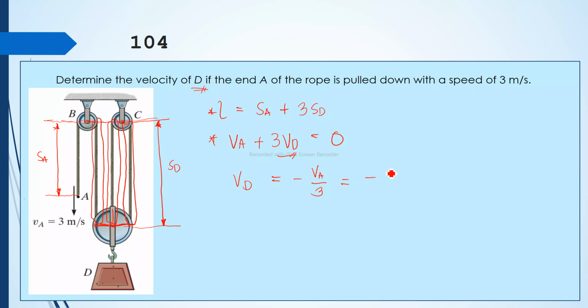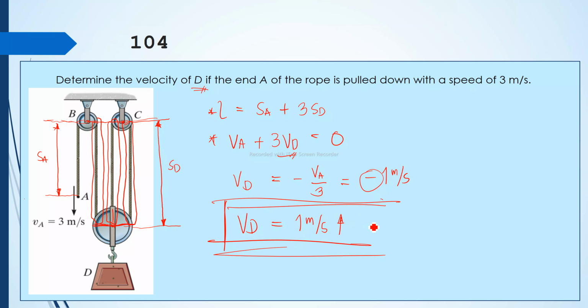And we have the velocity of A equal to 3 meters per second downward. So we'll have negative 3 over 3, which is equal to negative 1 meter per second. Or simply, the velocity of D is equal to 1 meter per second. Since we have a negative sign here, it denotes that the motion of D is opposite to the direction of the motion of A. Since A is moving downward, then D is moving upwards. And then that will be our final answer for this.